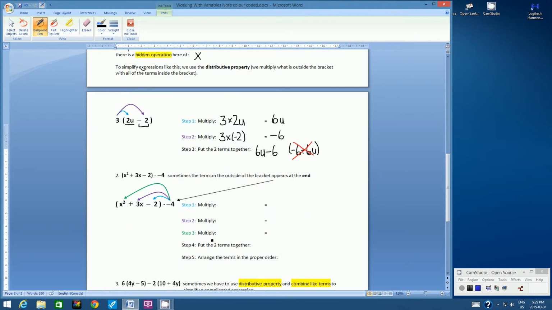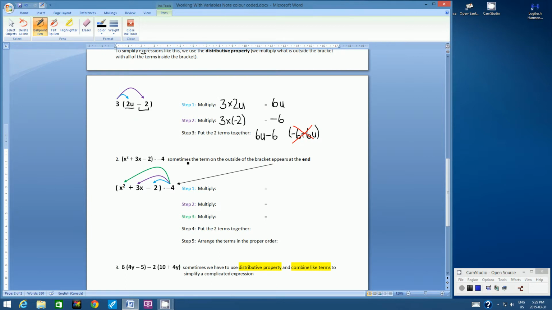Let me scroll down a little bit here. Sometimes the term on the outside of the bracket appears at the end. So you see in this case, let's look at this question, example 2. We have the bracket first, x squared plus 3x minus 2, and then we close the bracket. Now, when the term outside of the bracket appears after, it's usually given a little dot here. Okay, and again, that dot means multiplication. So in this case, again, you have to focus on what's on the outside of the bracket. And we're going to multiply it with every term inside the bracket.